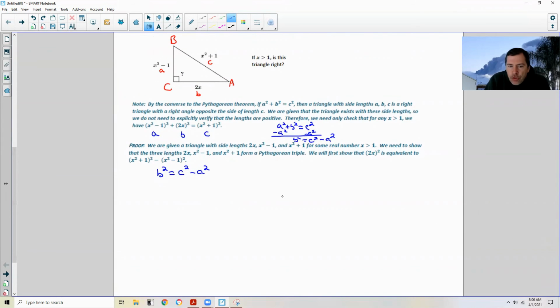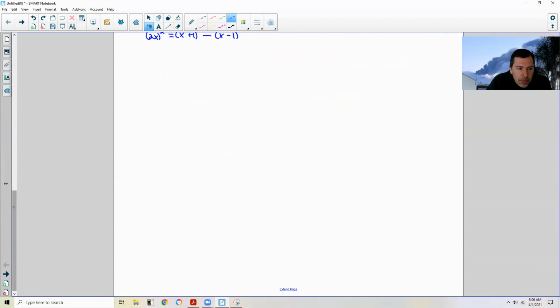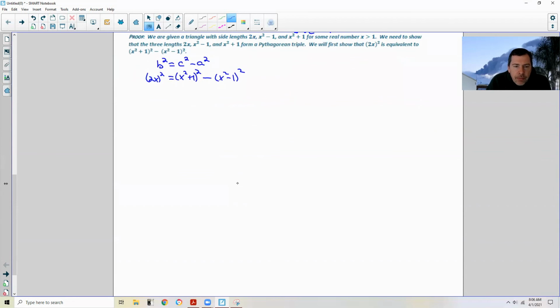Okay, so with that being said, when we substitute in, we are going to get 2x squared, because that's our b, equals x squared plus 1 squared, because that's our c, x squared plus 1 is c, minus my a, which is x squared minus 1 squared. So this is just b squared equals c squared minus a squared. Okay, so now I'm going to continue further, and let's just expand this up so that we're just focusing on this. Alrighty.